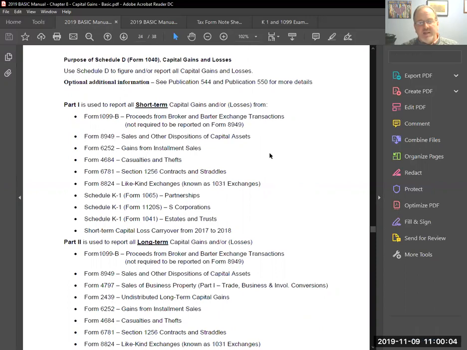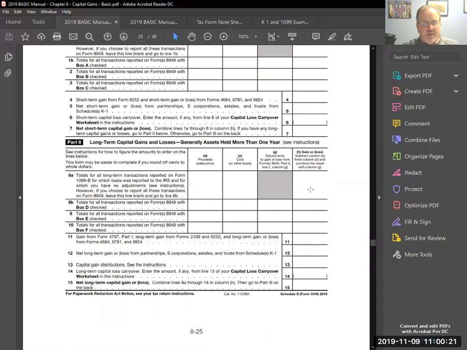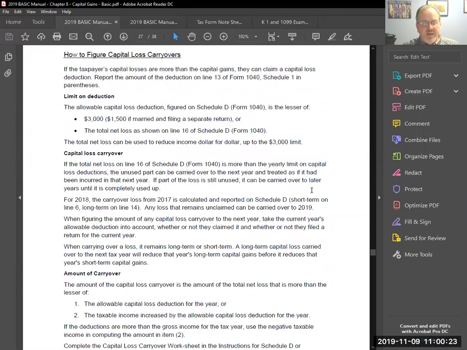We might see a 6252. What that is, if I'm a landlord and I've decided to sell my rental to my tenant, and I'm taking it as an installment agreement, that I might do it that way. Okay. All right. And it has a little stuff about the Schedule D and some of the things there.